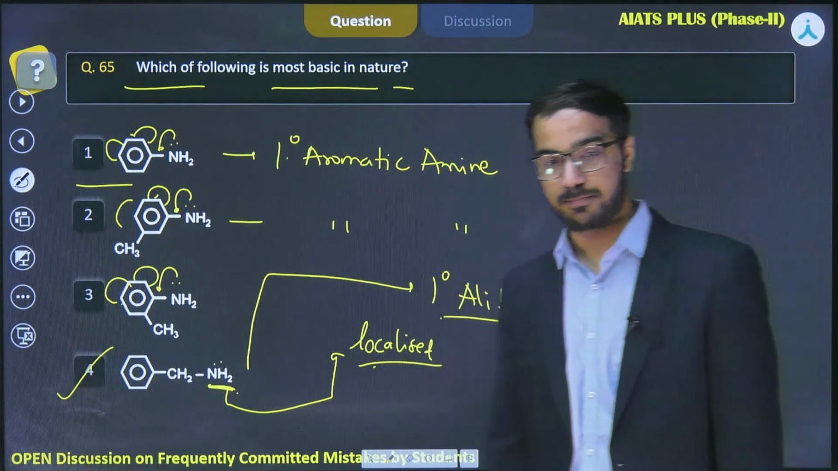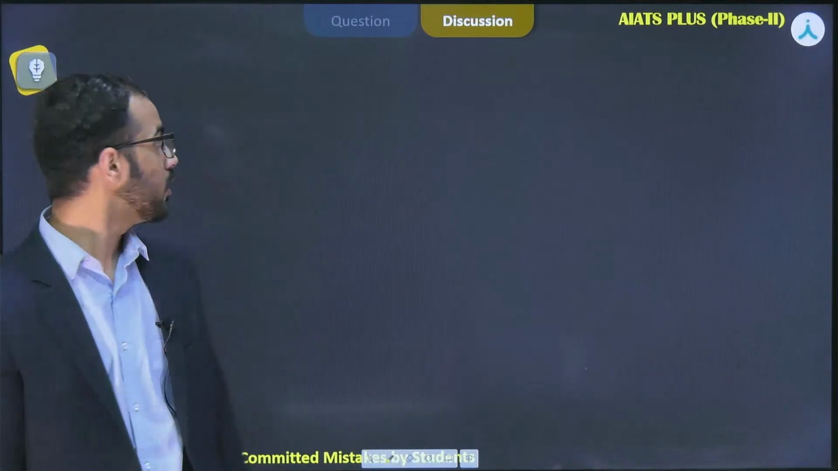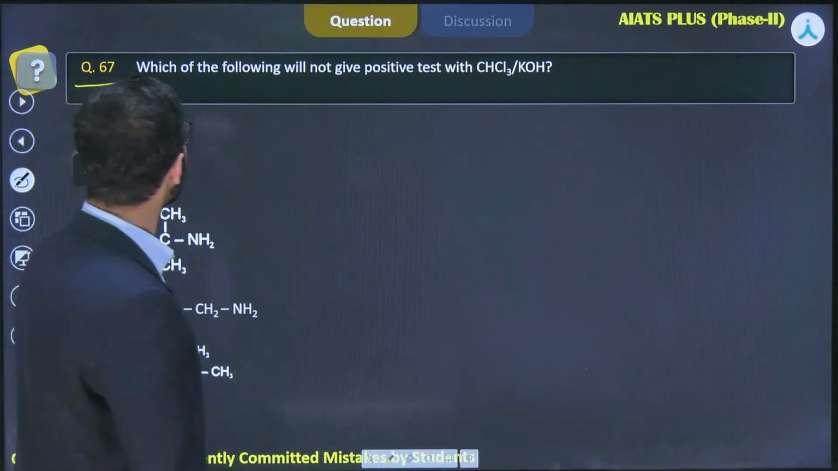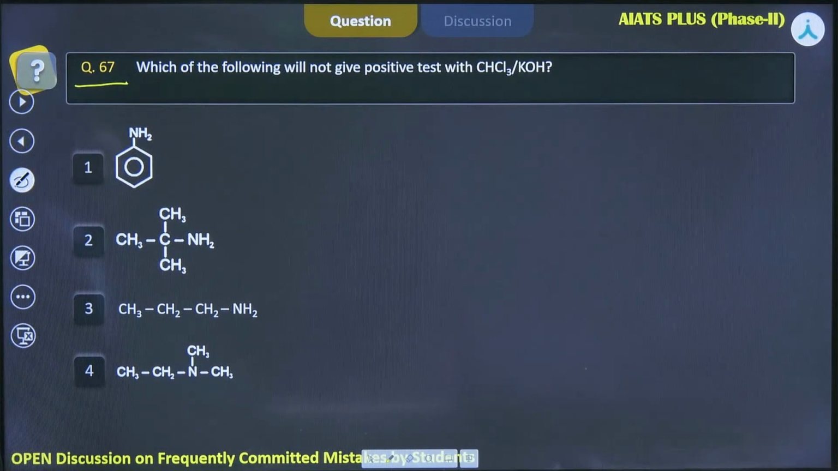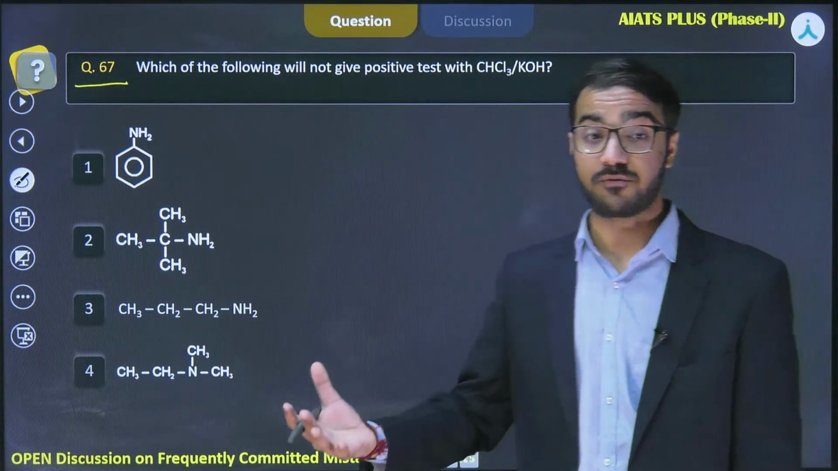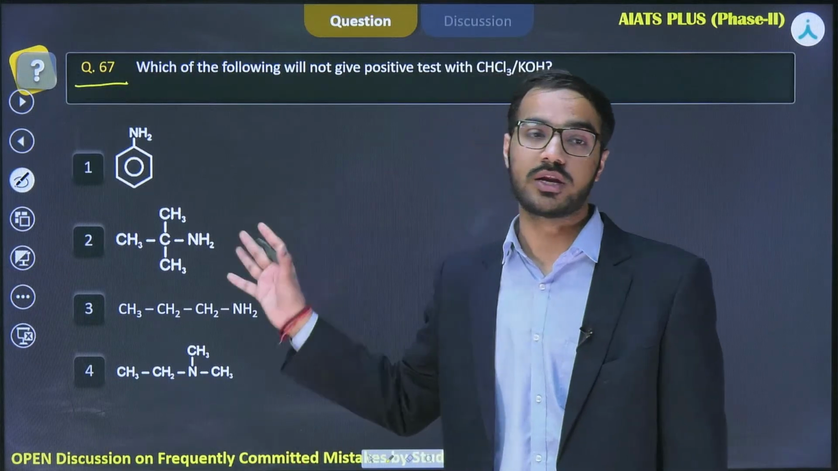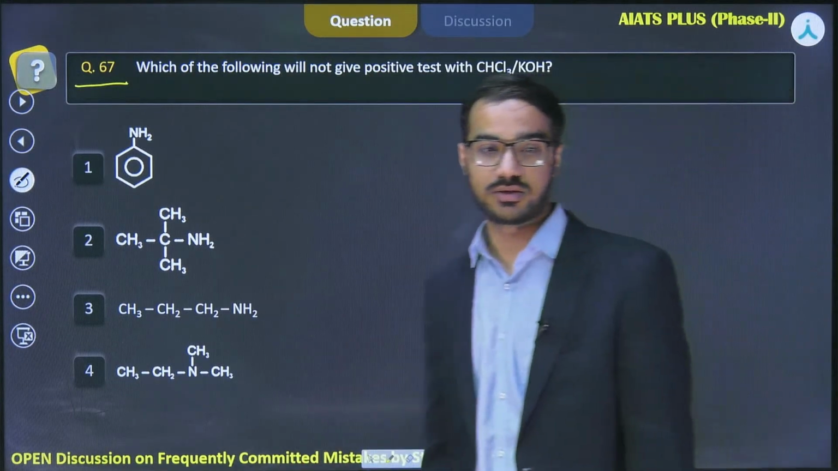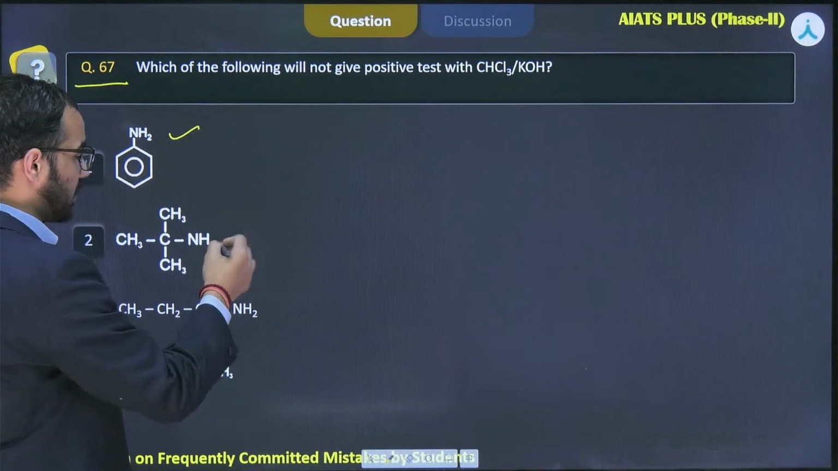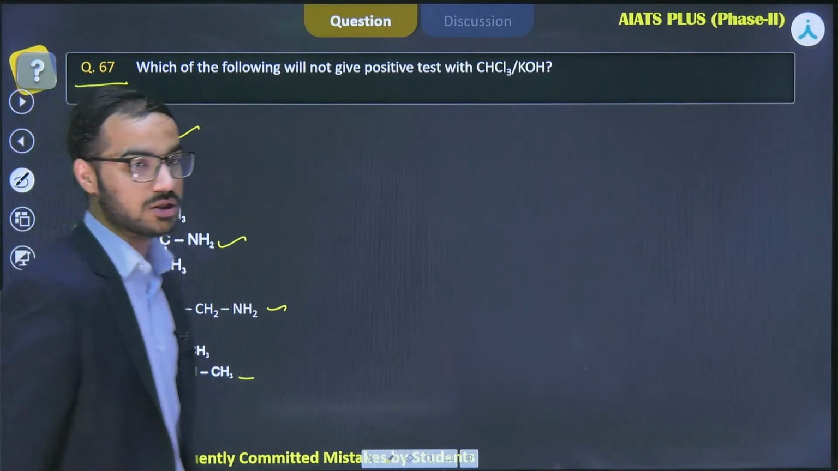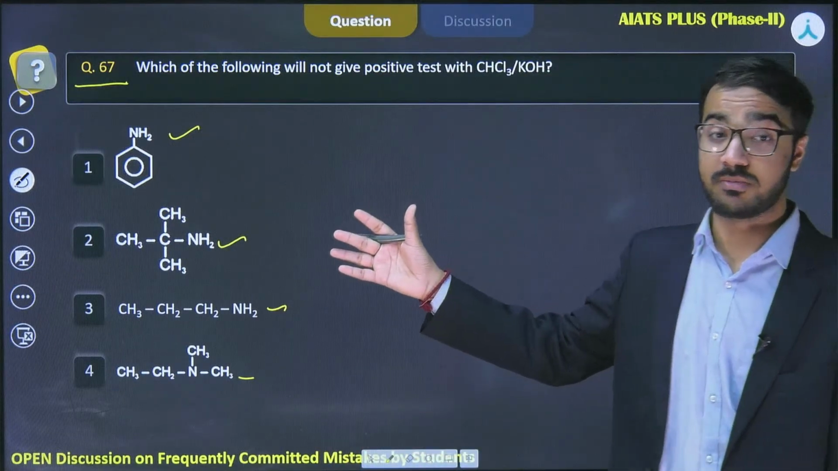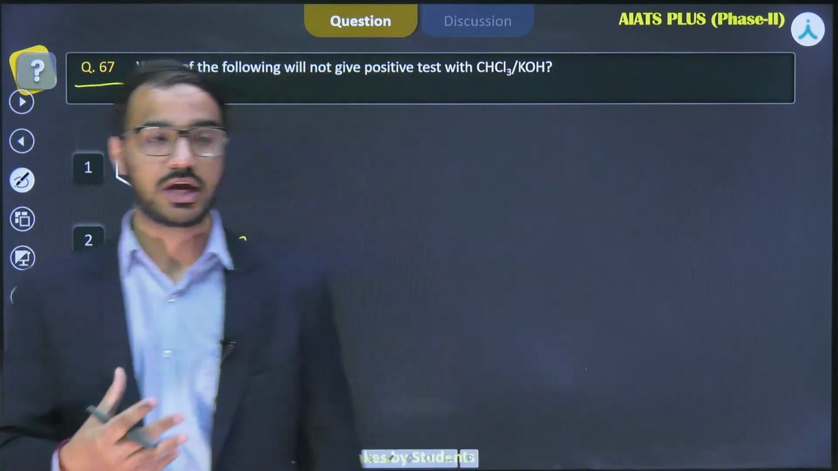Okay, that's very impressive. Now we'll be having question number 67. Which of the following will not give a positive test with CHCl3 and KOH? This is also a kind of repetitive question because that question is very much important as per the NEET demands. This is simply a carbylamine reaction because you have been given the aniline, or we can say the NH2. In the previous sessions we have already gone through the whole mechanism regarding the carbylamine. Just we will give you a glimpse over here.